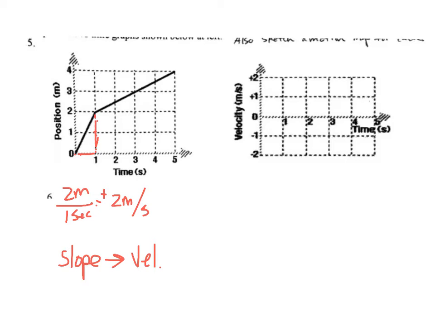Now, how do I translate that onto my velocity time graph? Well, where is 2 meters per second? Oh, it's up here. Now, how long is it doing that? I hope you see that it's doing that for just 1 second. So your line on the VT graph should only go to the 2 meters per second.